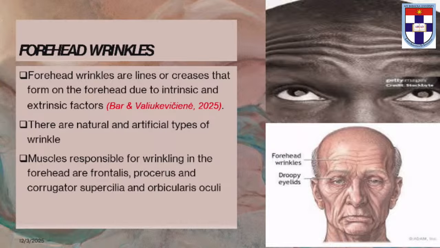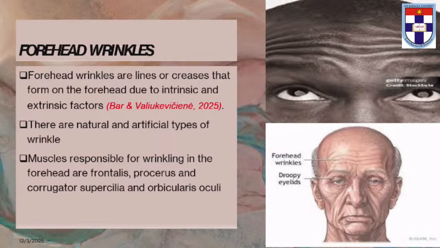Then forehead wrinkles. These are lines or creases that form on the forehead due to intrinsic and extrinsic factors. Intrinsic factors are the factors that occur with or without the person being intentional about it. Even if the individual lives in a perfect environment, they will still occur. Those include genetics and hormonal changes. Extrinsic factors are external factors that accelerate wrinkling pattern formation.